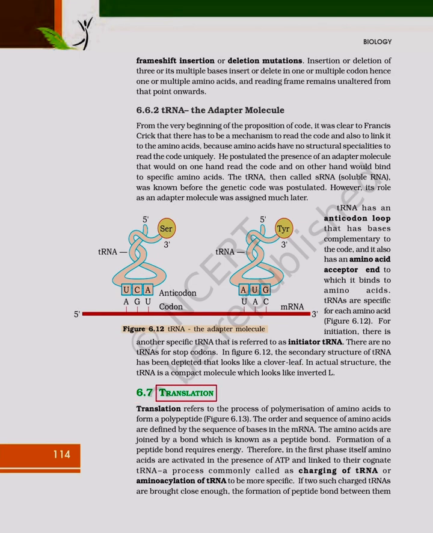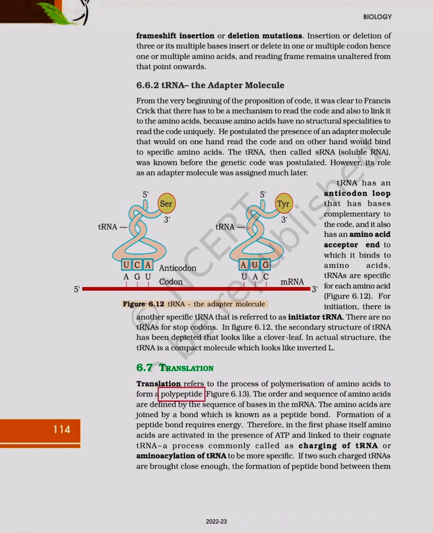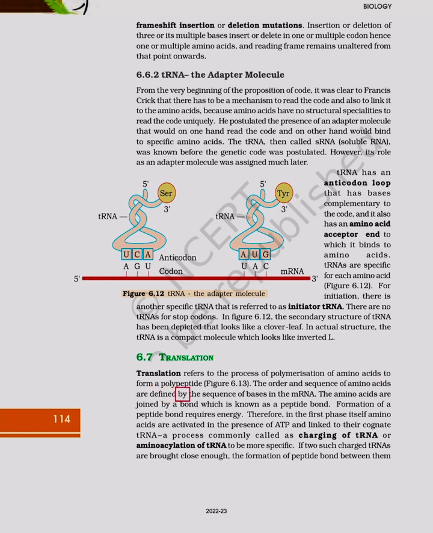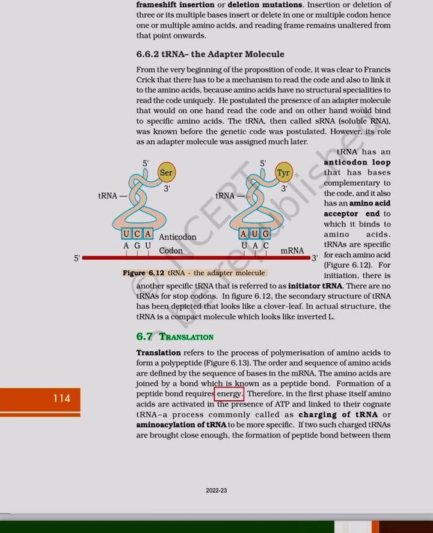6.7 Translation. Translation refers to the process of polymerization of amino acids to form a polypeptide. Figure 6.13. The order and sequence of amino acids are defined by the sequence of bases in the RNA. The amino acids are joined by a bond which is known as a peptide bond. Formation of a peptide bond requires energy.